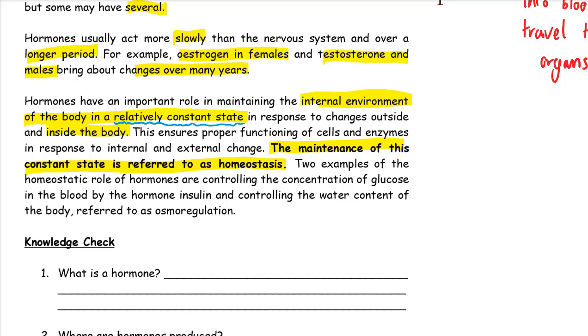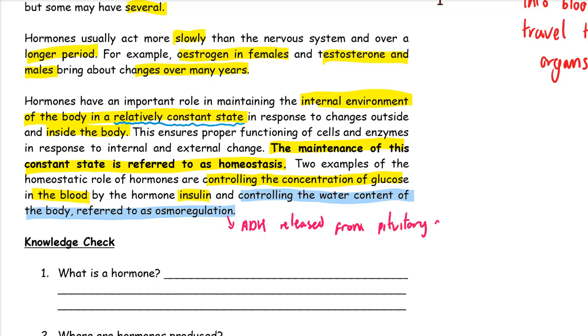Two examples of a homeostatic role of hormones are controlling the concentration of glucose in the blood by insulin and controlling the water content of the blood, which is referred to as osmoregulation. Now, the hormone that does that is ADH, which is released from the pituitary gland in the brain, but its target organ is the kidney.